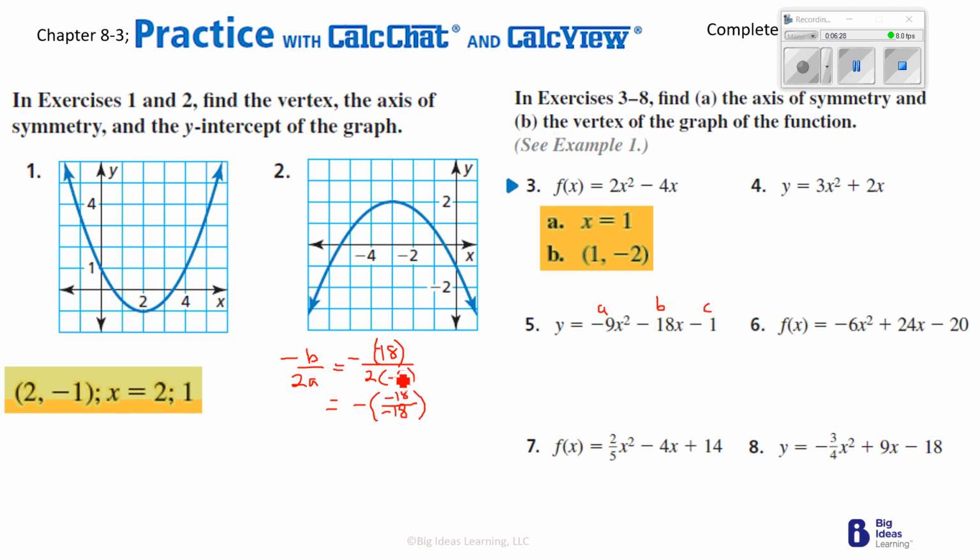Of course, negative divided by negative is a positive, and 18 divided by 18 is 1. So this is really going to be equals negative times 1. And of course, that's going to be negative 1. So now I know my x is negative 1. That is my axis of symmetry.